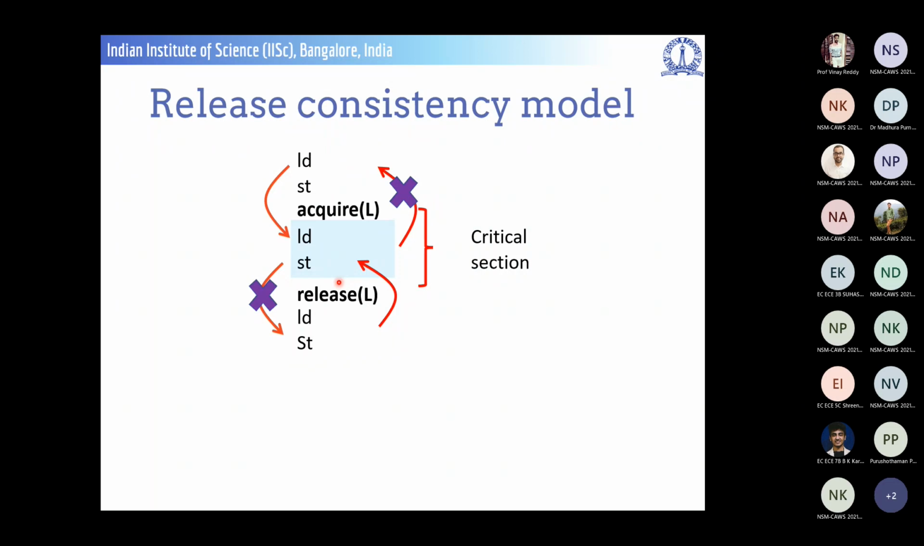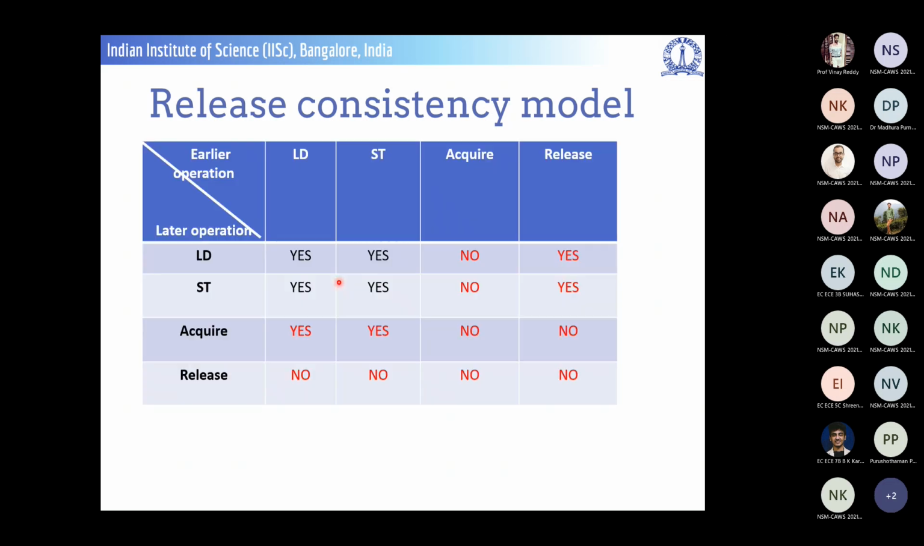So the release consistency model is a type of weak memory consistency model, but it's notionally weaker than even the typical weak memory consistency model that we talked about, because it will allow some reordering across these synchronization operations like acquire and release as well. So how that reordering table looks is this.